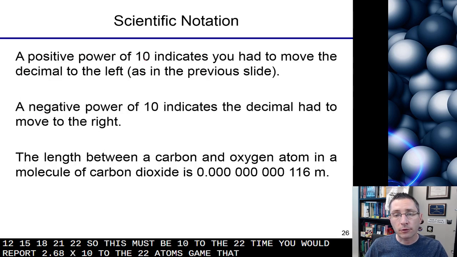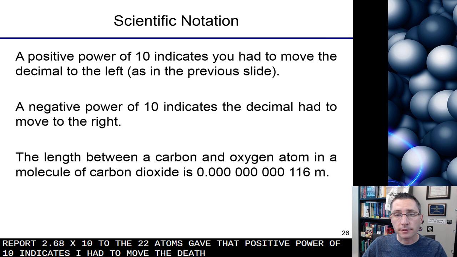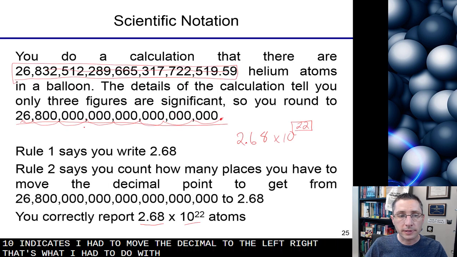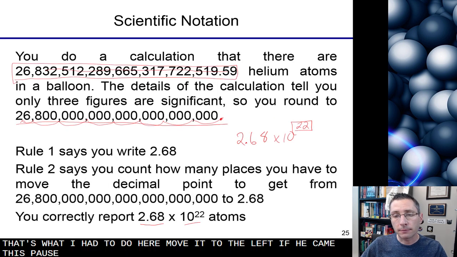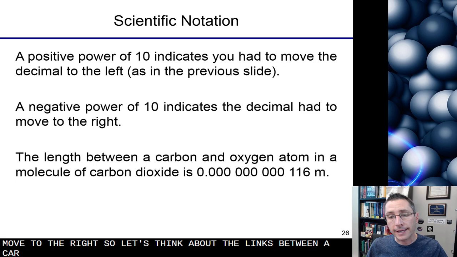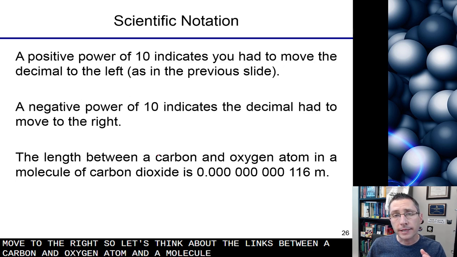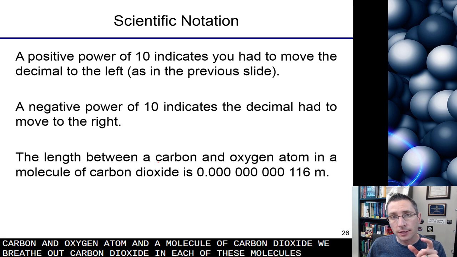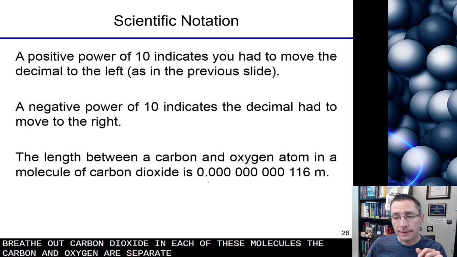Okay, that positive power of 10 indicates I had to move the decimal to the left, right? That's what I had to do here, move it to the left. It became this positive number. A negative power indicates the decimal had to move to the right. So let's think about the length between a carbon and oxygen atom in a molecule of carbon dioxide. We breathe out carbon dioxide, and each of these molecules, the carbon and the oxygen, are separated by this many meters.